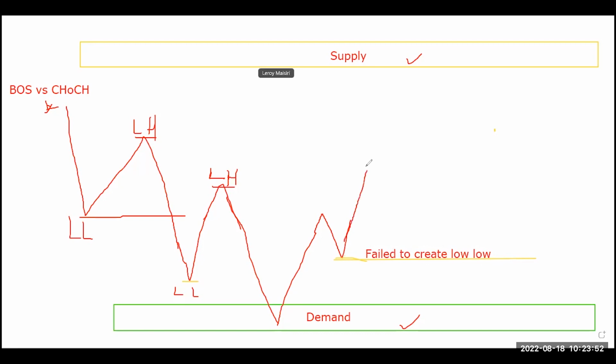And then markets keep moving higher and higher, and all of a sudden something like this happens. The markets come back down again, and something like this happens. And markets come down again up until we get to our supply. So a 365 trader would have had three entries along the way.